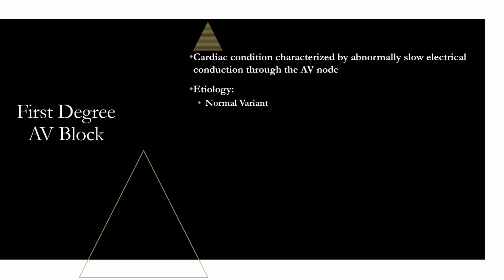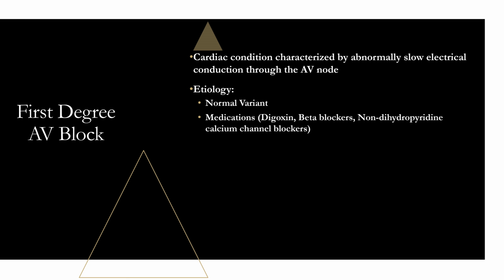So in all types of AV blocks, medications can be to blame. There's a number of medications that can cause an AV block. Essentially, any drug that impairs or slows AV nodal conduction can cause a first degree heart block. The ones that you need to know, your AV nodal blocking drugs, include digoxin, beta blockers, some calcium channel blockers, specifically your non-dihydropyridine agents like verapamil or diltiazem. They can all cause AV blocks.